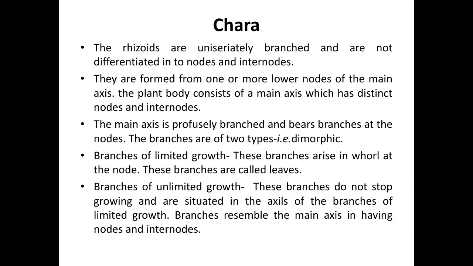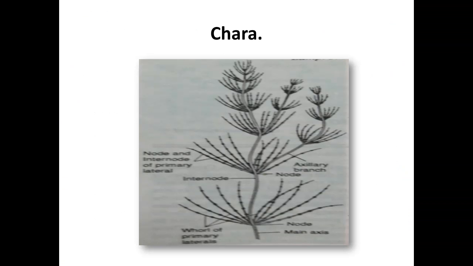Now the branches of limited growth. These branches arise in whorls at the node. These branches are called the leaves. And second, branches of unlimited growth. These branches do not stop growing and are situated in the axils of the branches of limited growth. Branches resemble the main axis in having nodes and internodes.